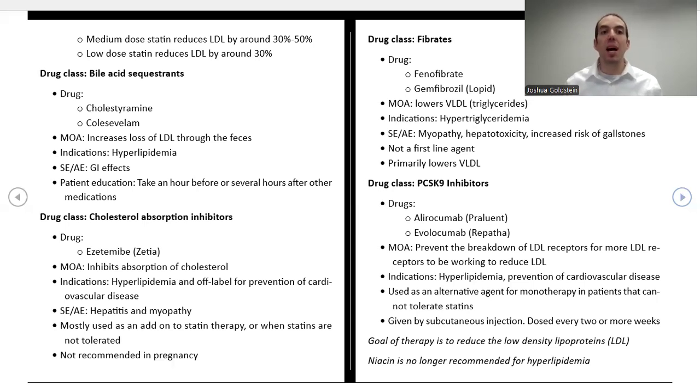Next drug class we have are the bile acid sequestrants. We don't use these a whole lot. These are alternative options. These would never be the first line drug. And these work by increasing the loss of LDL through the GI system. It helps the GI system get rid of it through bowel movements.